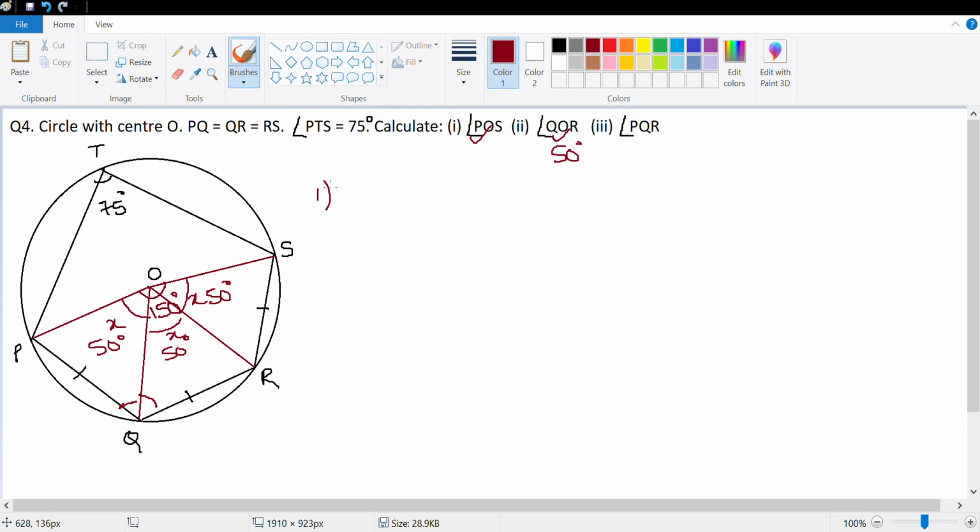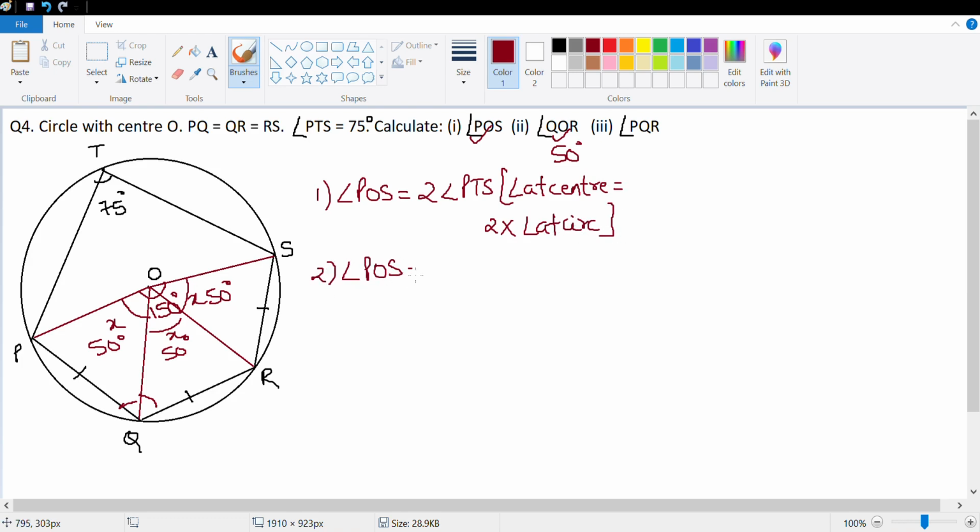Number 1, angle POS is equal to 2 times angle PTS. Angle at center is equal to 2 times angle at circumference, which means angle POS is equal to 150 degree. First part of the question done. Let's look at the second part.